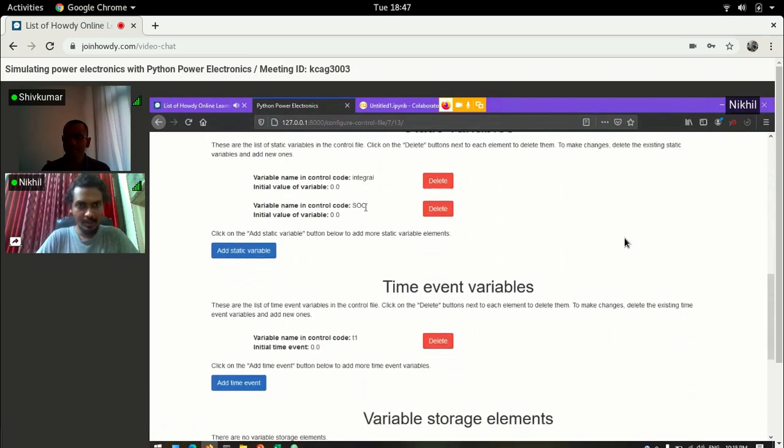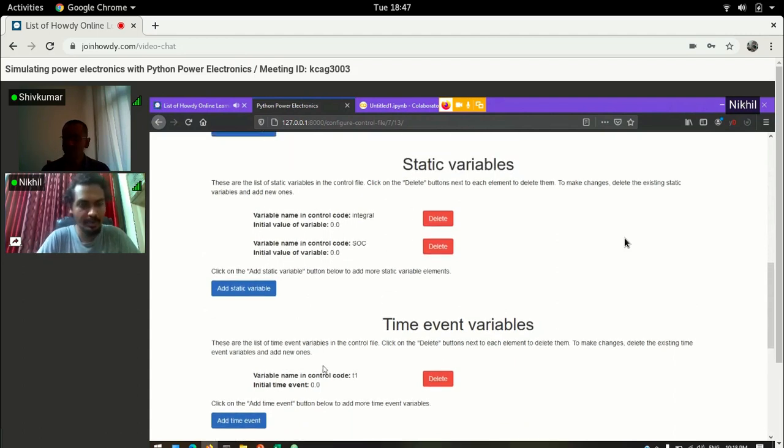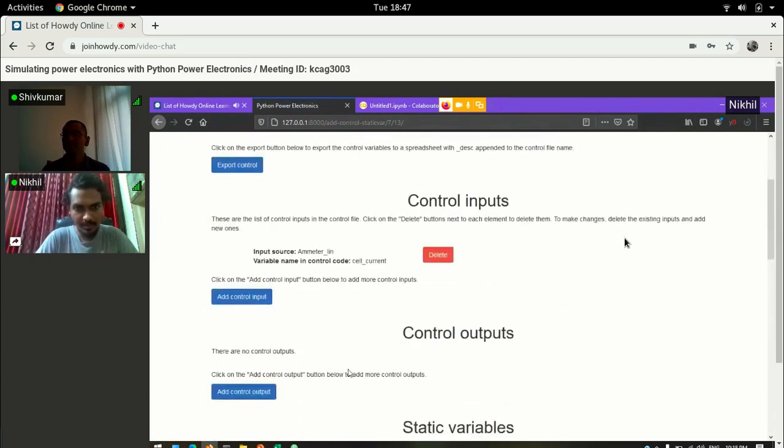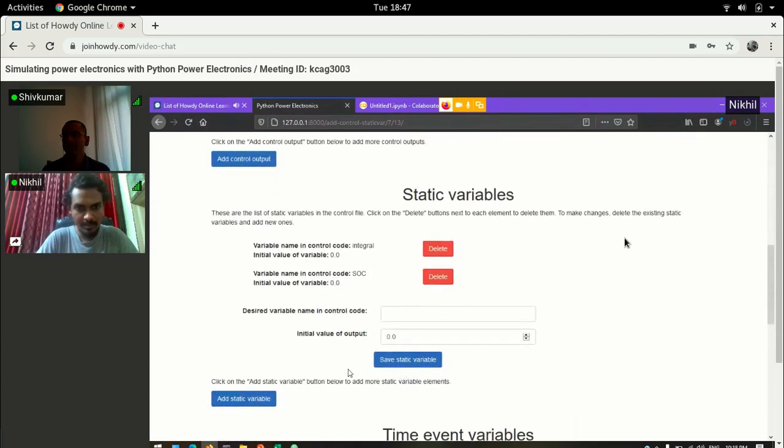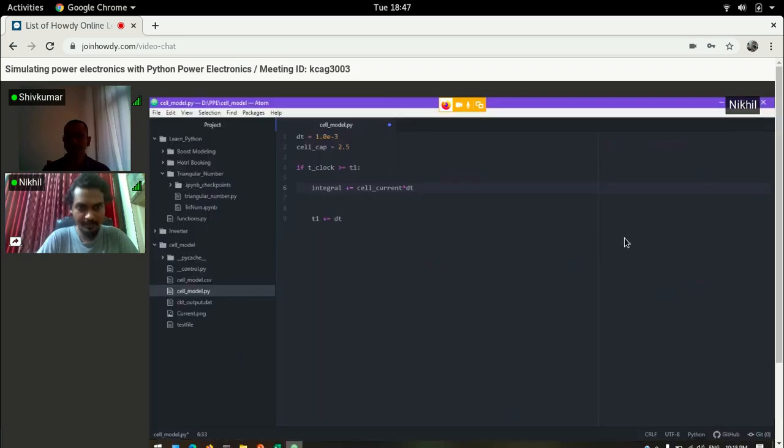Or maybe we can keep this SOC for this particular purpose, and we will initialize differently, that's also fine. Actually, you don't need another static variable, come to think of it, because the integral, whatever is there, you just have to subtract it. So that is good enough. Yeah, you can just leave it. You can ignore it, that's okay. So if you see here, all you have to do is SOC minus equal to this integral divided by cell cap.